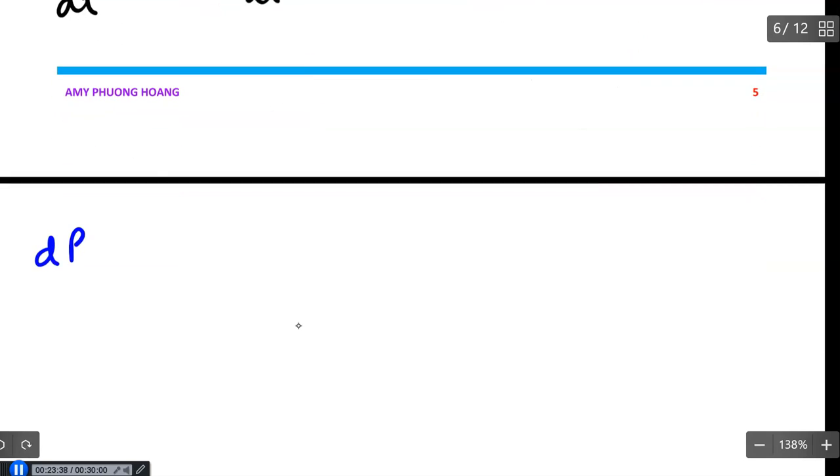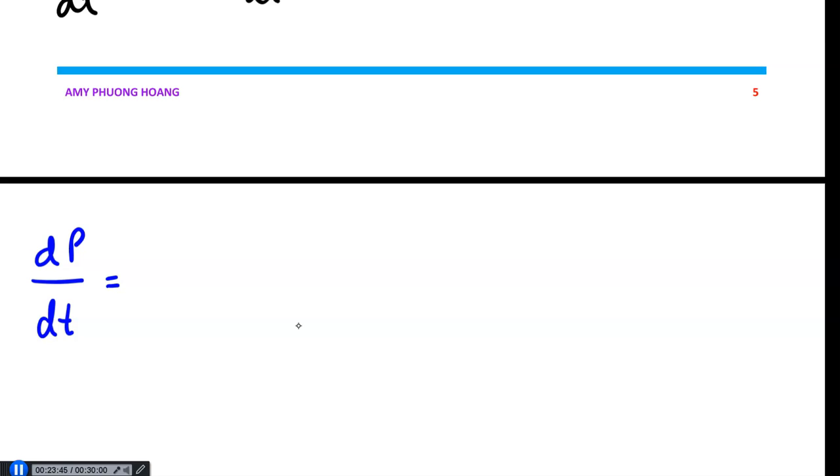So we have the derivative of power as a function of time. Then I should write it as R. This is my U. So this is U.